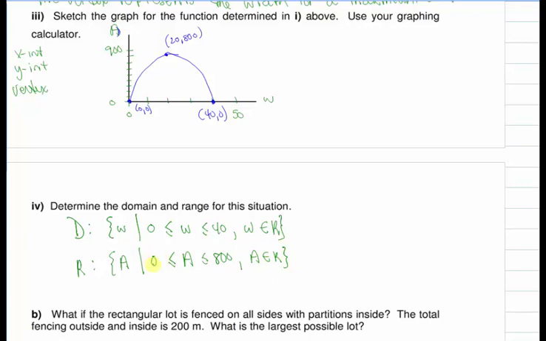Okay, and once again, you can't possibly have 0 area, so technically you shouldn't include this as part of your range, but like I said, your domain and range are going to represent the graph.